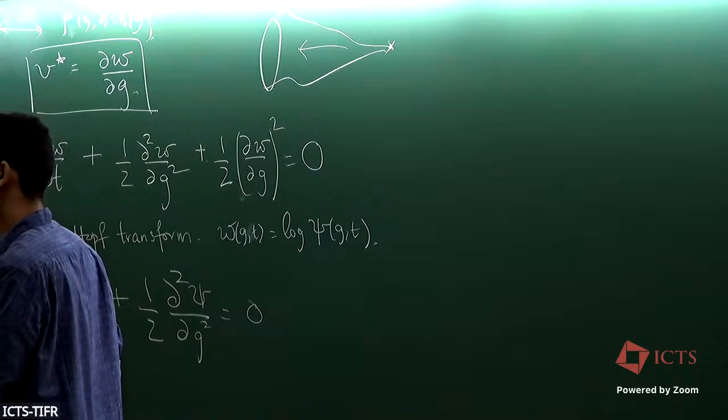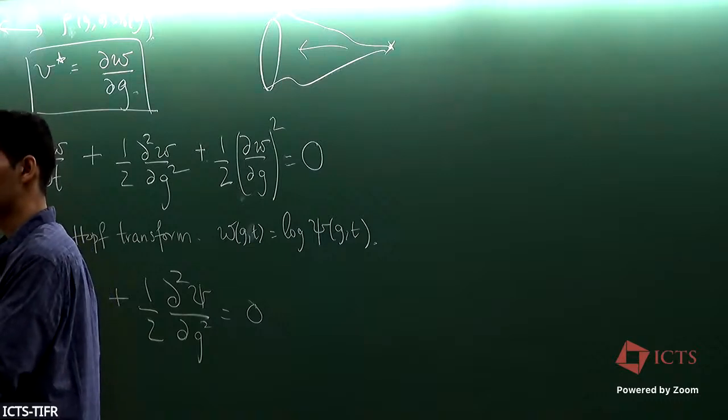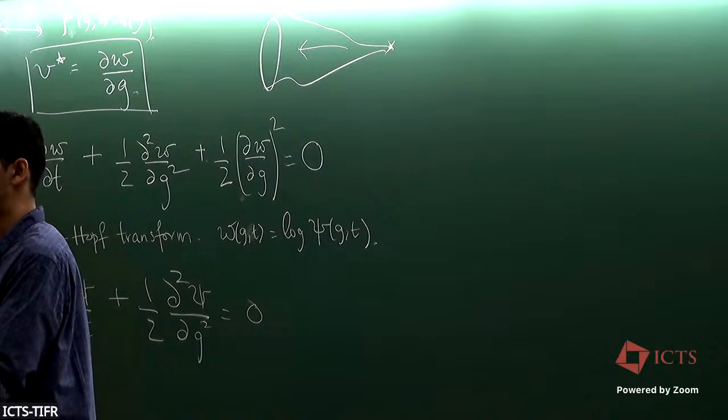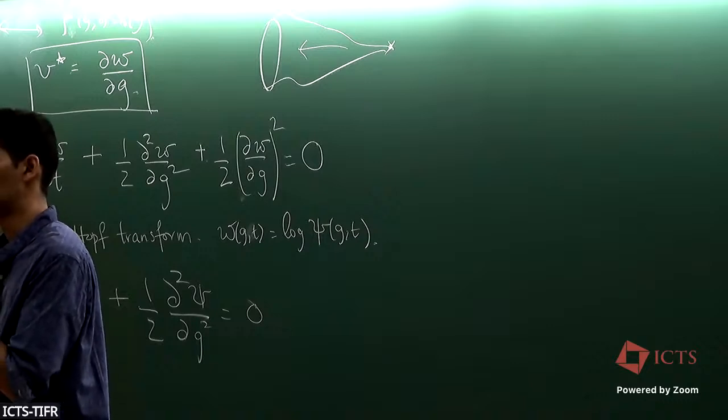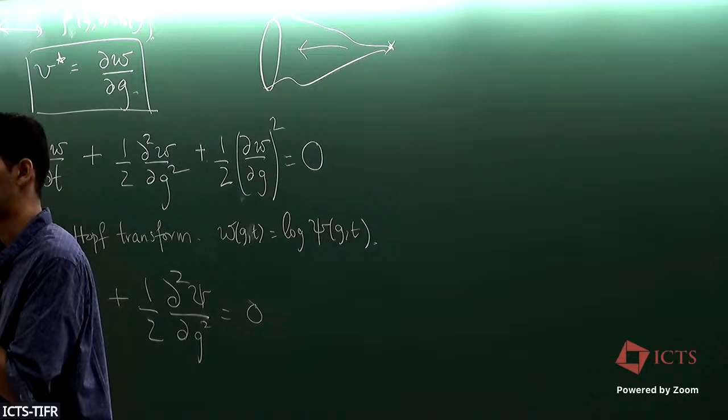W is the expected reward given that the particle is at state g and at time t for the optimal action, optimal policy.